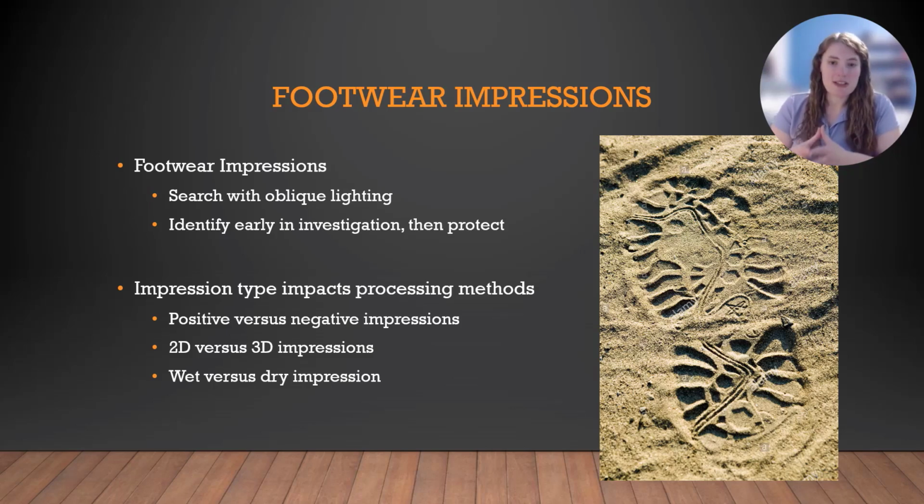Negative impressions, on the other hand, occur when the footwear removes something from the surface. For example, if the surface is covered in dust and the suspect walks through it, the suspect's shoe will remove the dust from that area. Usually, the only way to collect this evidence is through examination quality photographs. Footwear impressions can also be two-dimensional or three-dimensional, and they can be made of wet or dry materials. And I'll discuss some of the processing concerns related to these characteristics on the next few slides.